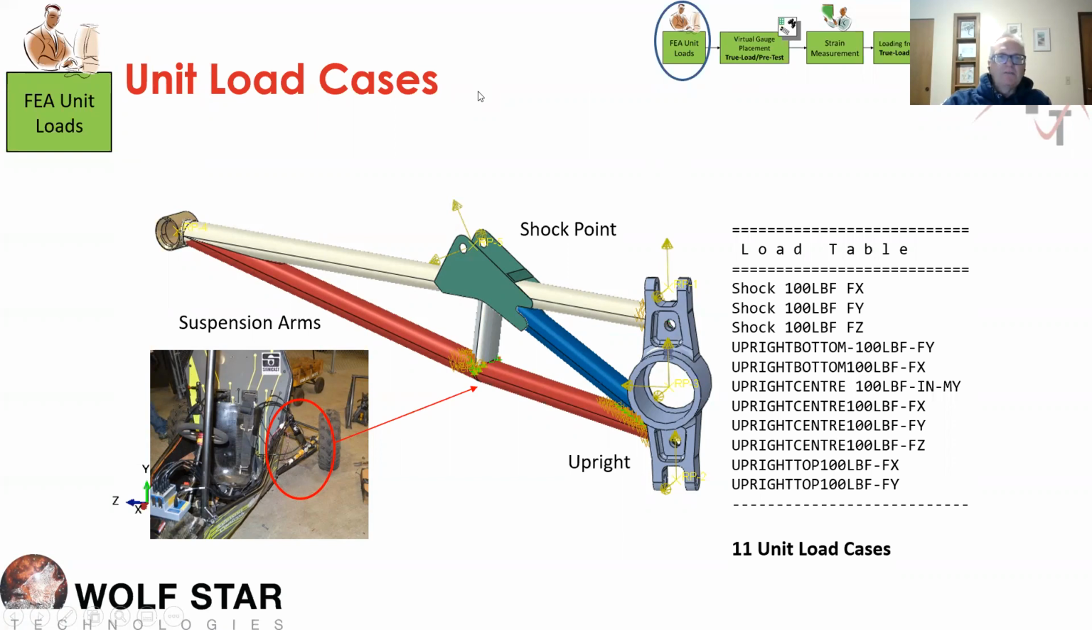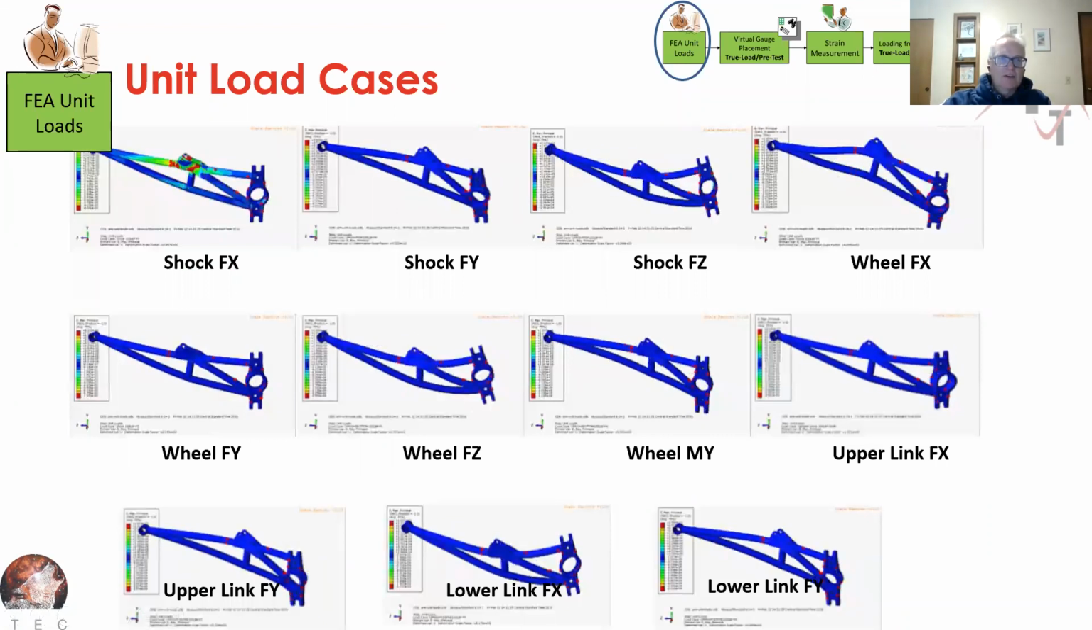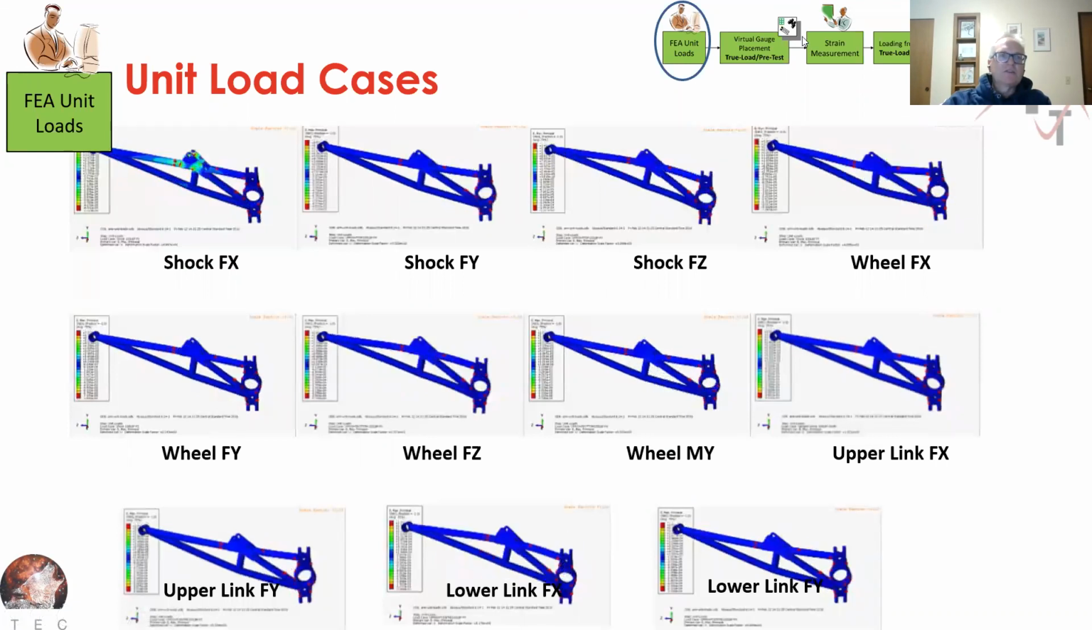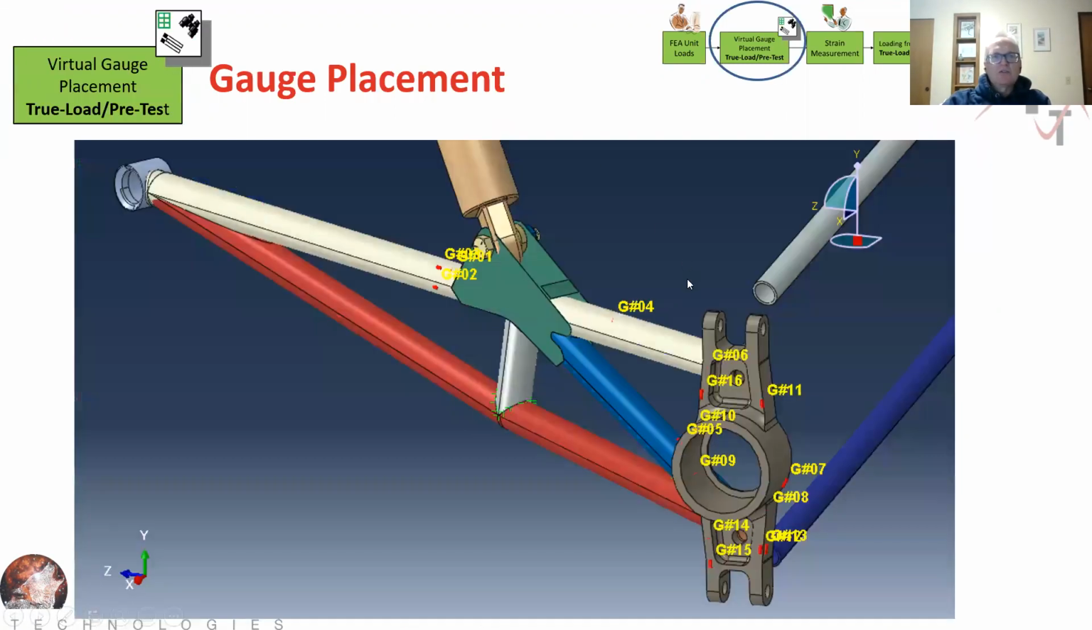the FEA solver. And then this is what the unit load response was for all of these unit load cases. So this is just unit loads, okay? These are not the actual loads, these are unit load cases. And now that we've got that, then the true load software looks at the strain response in all these unit load cases and comes up with the optimal strain gauge placement here.